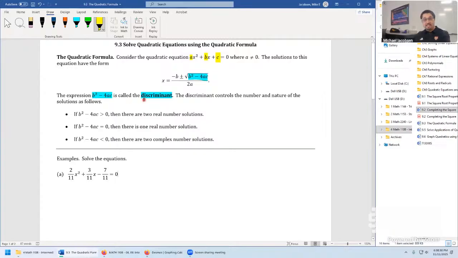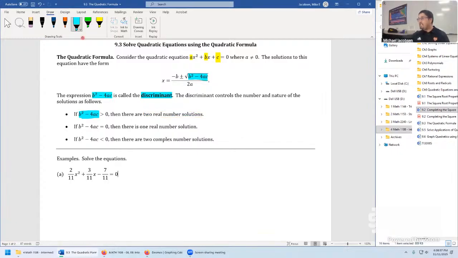So that discriminant is extra special. It controls the number and the nature of the solutions that you're going to get. So we have a bit of a trichotomy that occurs. If your discriminant, b² − 4ac, comes out as positive, then you get 2 real number solutions. We see this on a good amount of the problems that we're going to see.